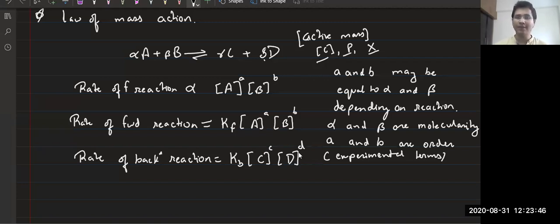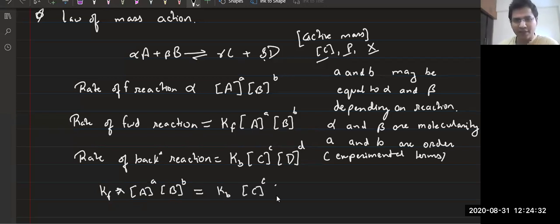Now I said at equilibrium, the rate of forward reaction is equal to the rate of backward reaction. Yes or no? So let's make this equal and see what we can get. The rate of forward reaction is Kf times concentration of A to the power a, times concentration of B to the power b. This is equal to the rate of backward reaction, which is Kb times concentration of C to the power c, times concentration of D to the power d. Yes or no? Everyone is getting this?